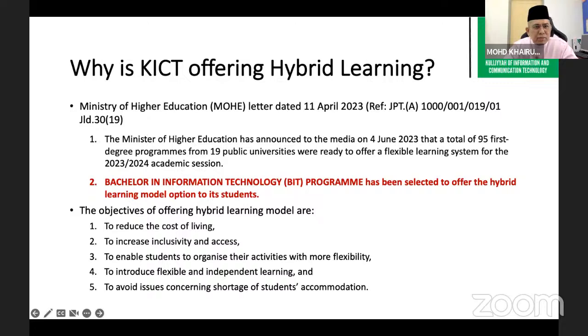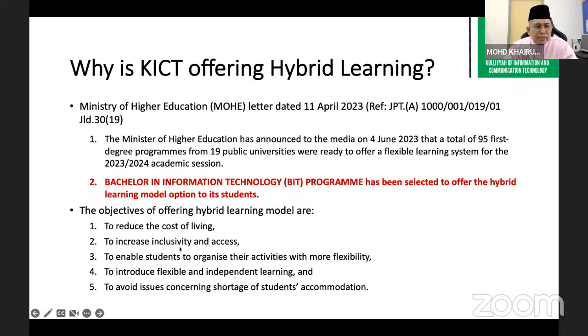A little bit on this one, from the Ministry of Higher Education letter dated 11th of April last year, it was announced to the media that a total of 95 first degree programs from 19 public universities were ready to offer it. So this includes us in BIT. BIT, the Bachelor of Information Technology program, has been selected to offer the hybrid learning model option to our students. The objective, number one, is to reduce the cost of living. So some of the students, for example from Sabah and Sarawak, might be allowed to be in their home state for part of the semester.